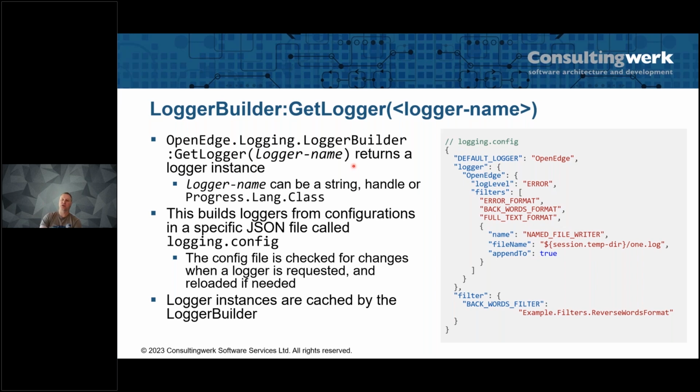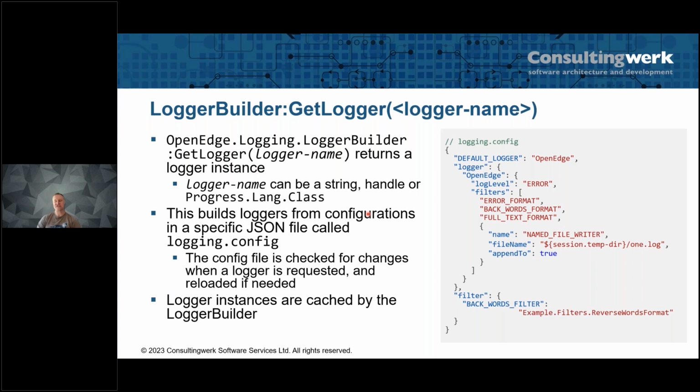There's a file called login.config, only called login.config. If that exists on PROPATH, then the component will read the first one it finds on PROPATH and build that configuration from there. So we saw that logger. We've got some stuff in there on filters. We'll talk about filters in a sec. And it writes it out to a file called one.log, right, our log. So we can specify where we want it to go.